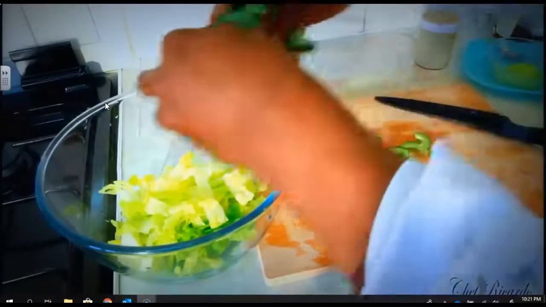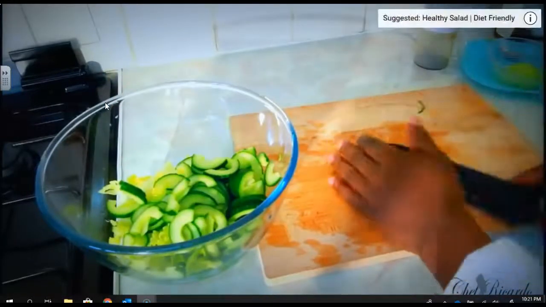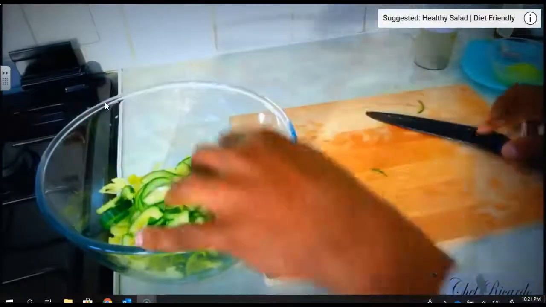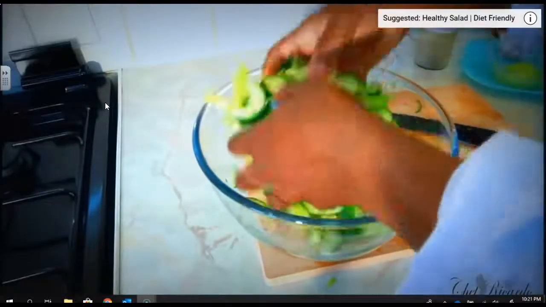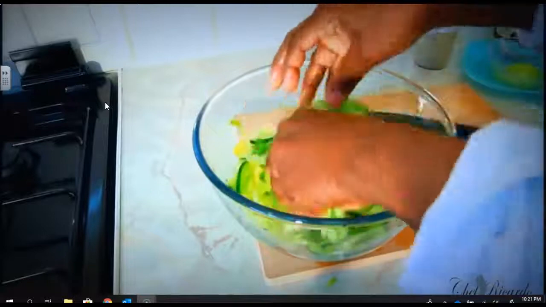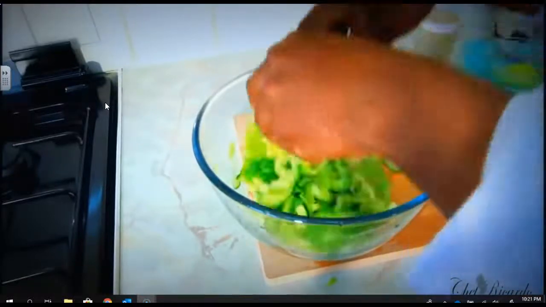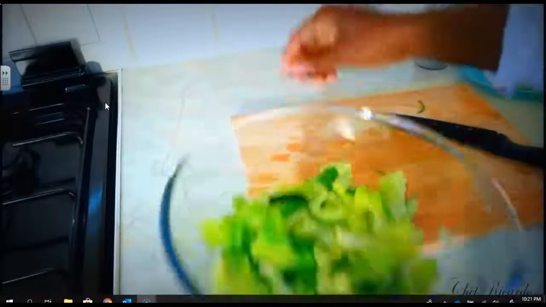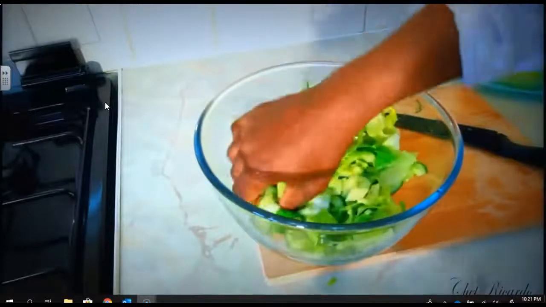And that's just half of a cucumber. Just straight inside of it. Give it a lovely stir. Really nice. Look at that. Beautiful.